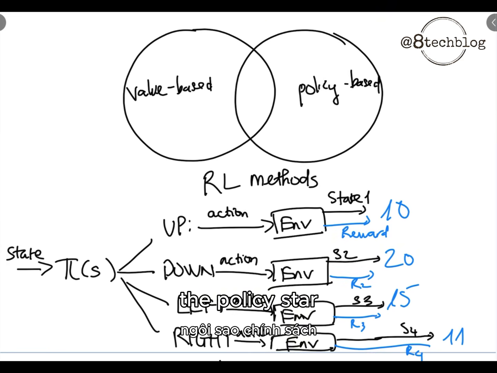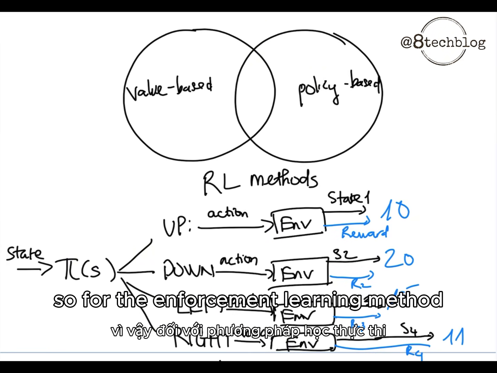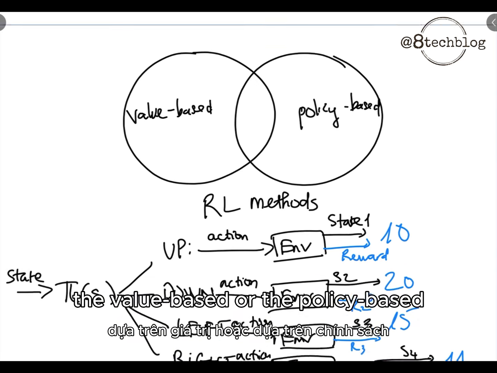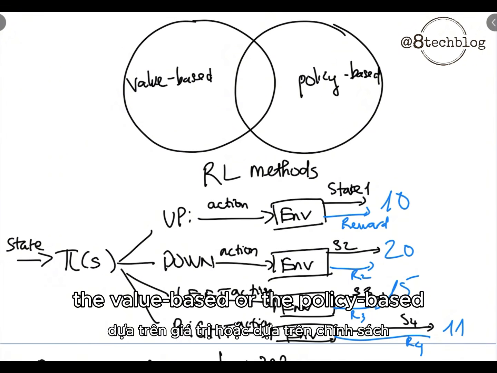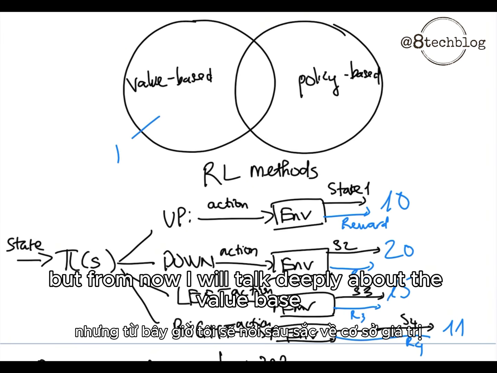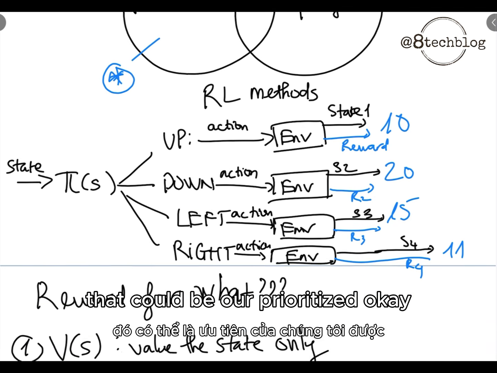The policy star. So for reinforcement learning methods, we have two types: value-based or policy-based. I will go deep into it later, but from now I will talk deeply about the value-based one, which will be our priority.